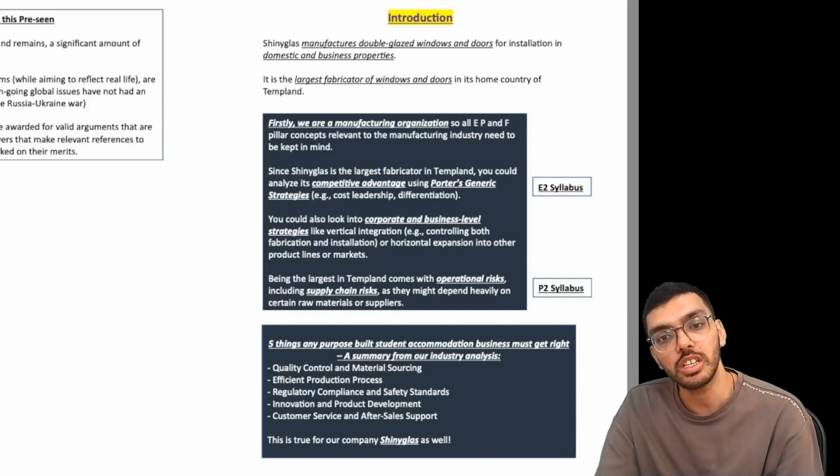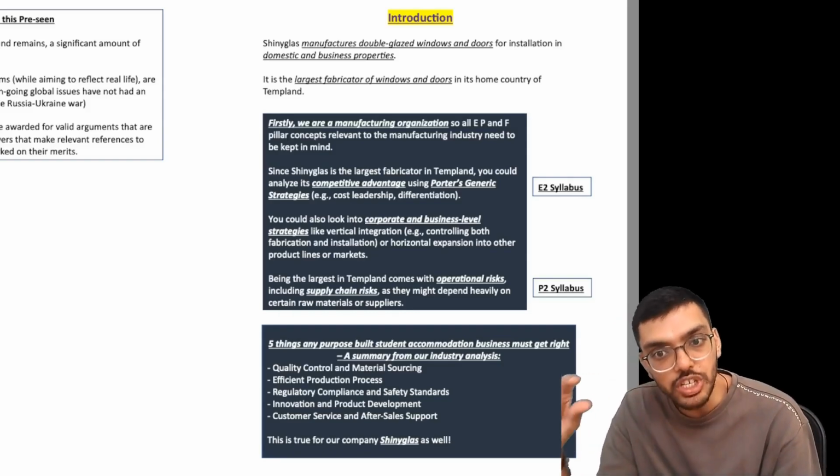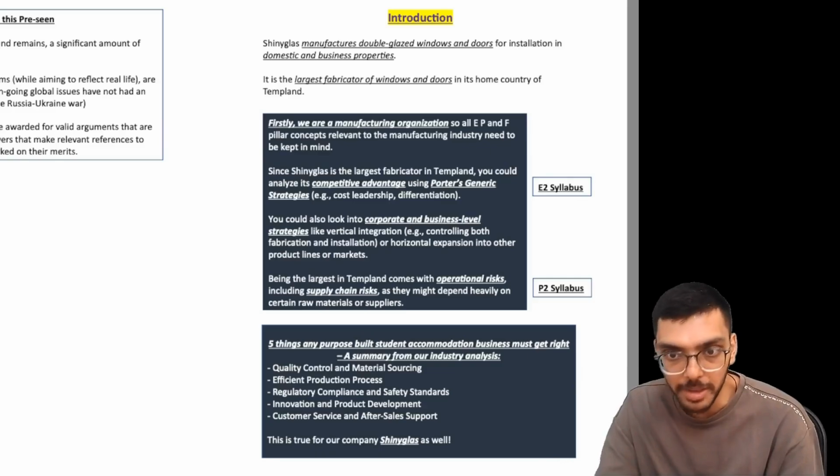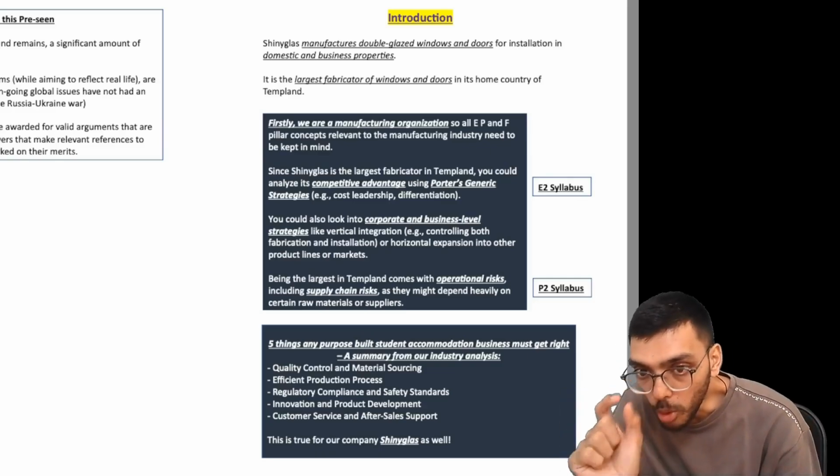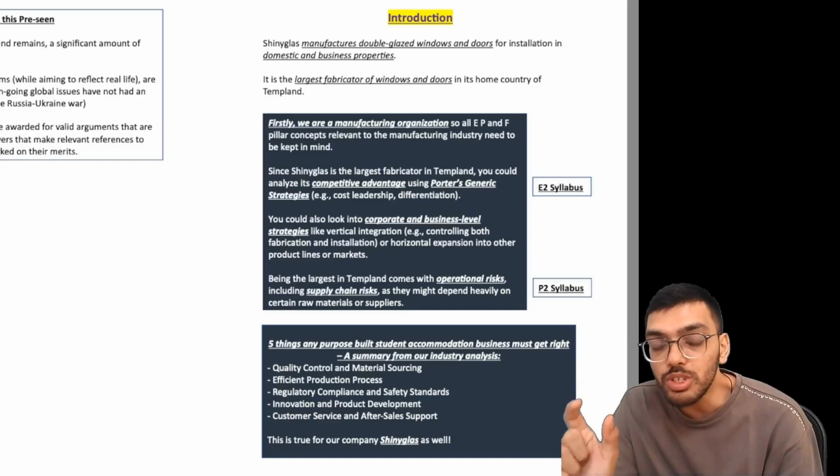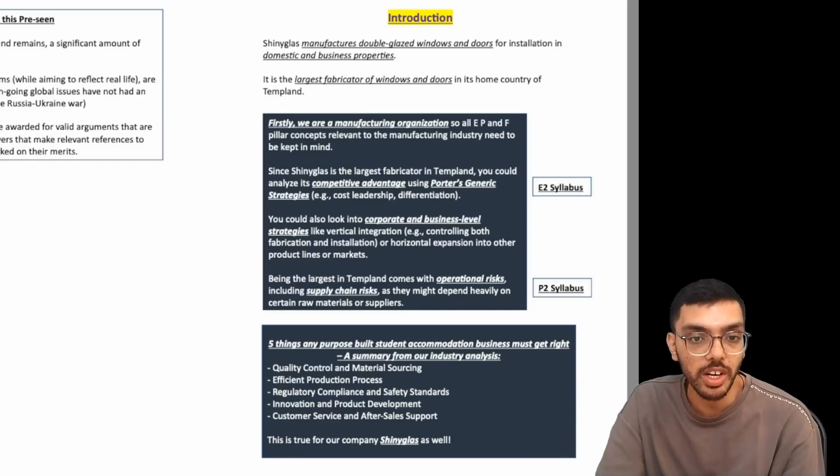generic strategy is. Am I a cost leader? Am I a differentiator? Am I an innovator? What am I? So Porter's generic strategy is an E2 syllabus concept. That is why I've got it up.